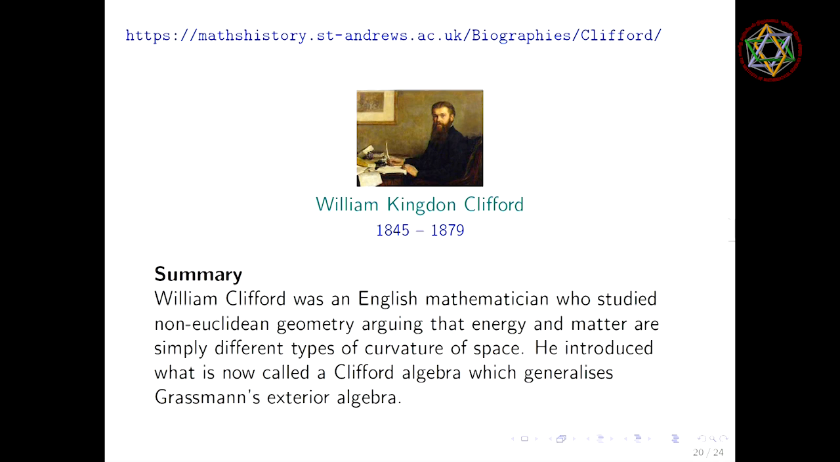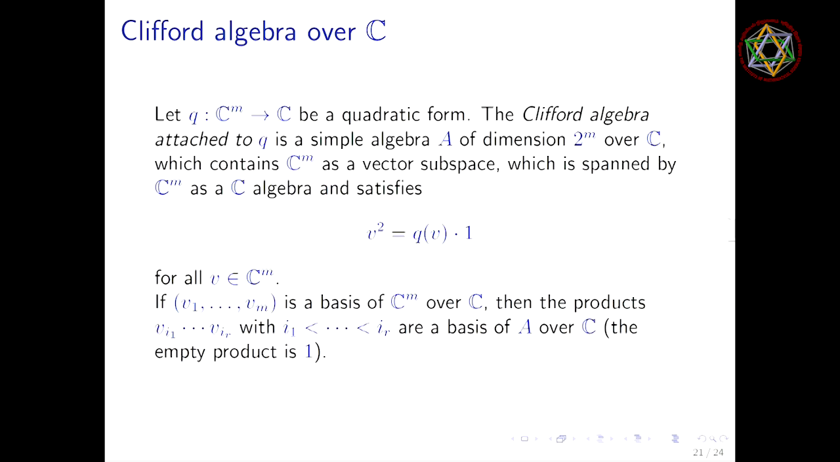I just mention that Clifford was an English mathematician who studied non-Euclidean geometry. And he introduced what is called Clifford algebra, which is a generalization of Grassmann exterior algebra. So in this work with Damien Roy, we use Clifford algebra. I first recall the definition of a Clifford algebra associated to a quadratic form with complex coefficients.